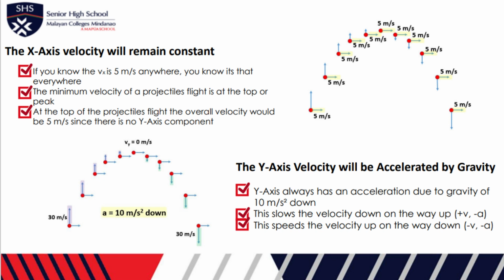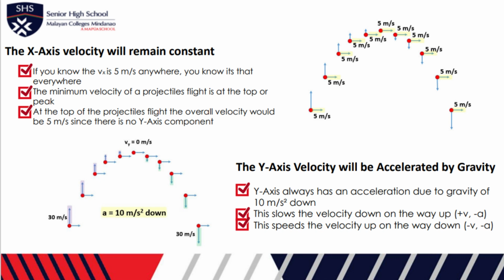Now, this slows the velocity down on the way up and this speeds the velocity up on the way down. As you can see, the arrow that pertains to the y-axis is bigger on the leftmost side, and as it goes along its y-axis, the arrow diminishes. It's going a little bit shorter than before. Again, it is because of the influence of gravity.